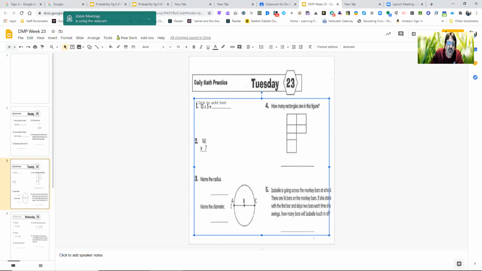Radius is this part between A and B. So I'm kind of giving you the answer here. A and B, that's the radius. The diameter, think of this as a tube or a pipe, will be A to C. This is the whole outside of the circle or the elliptical that's happening in this shape here.